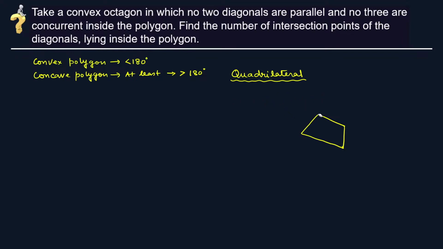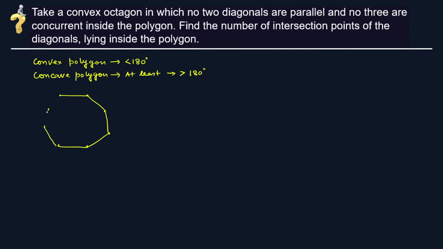So in our question, we have been given an octagon which is convex. Let me draw the octagon first. 1, 2, 3, 4, 5. Octagon means there are 8 vertices. 6, 7 and 8. Let me add all the sides of the octagon. Now let us read the question. In which no 2 diagonals are parallel and no 3 are concurrent inside the polygon. Okay. Find the number of intersection points of the diagonals.